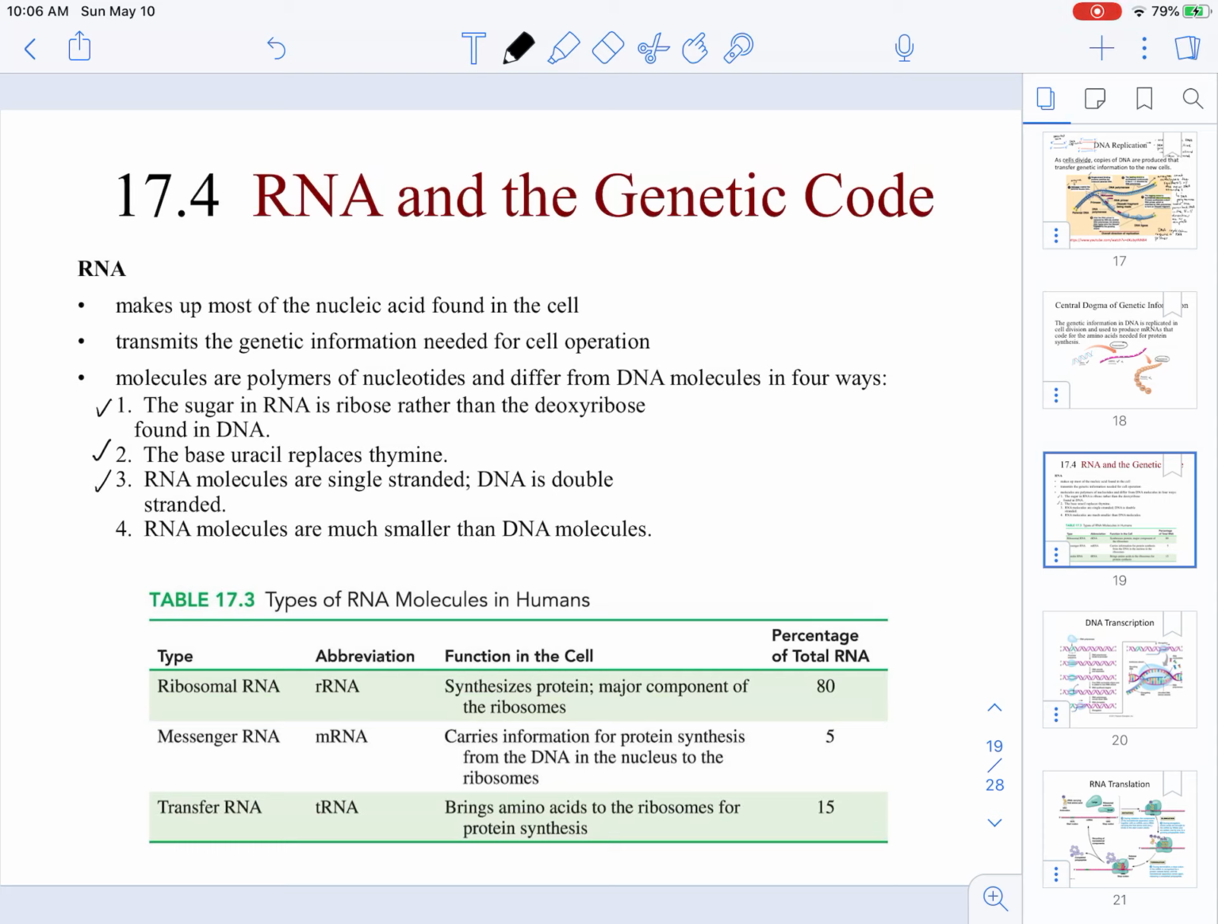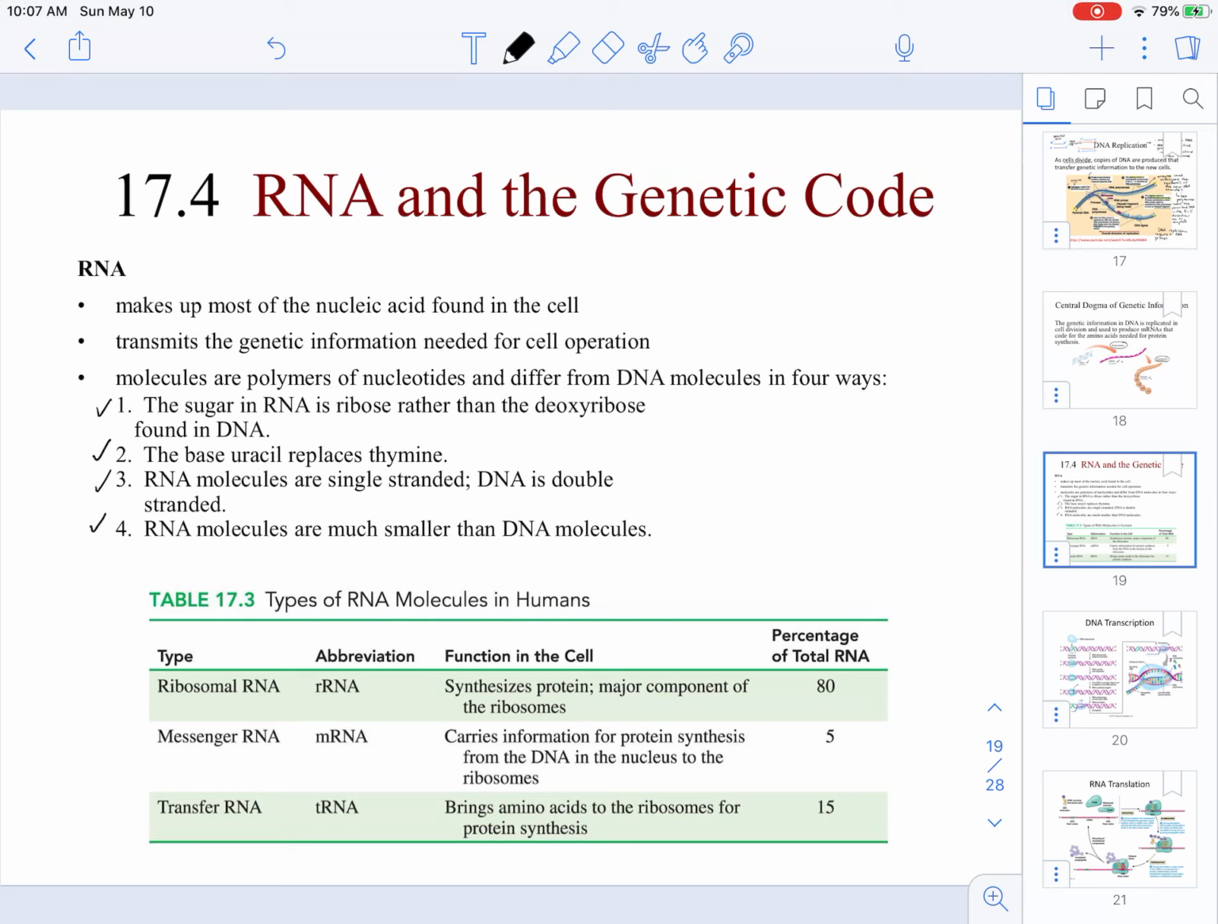Also, RNA molecules are single-stranded, and as we saw in DNA replication, after replication we actually have two double-stranded molecules. After the process of transcription, we have a single RNA molecule. And lastly, in terms of size, RNA molecules are much smaller than DNA molecules.